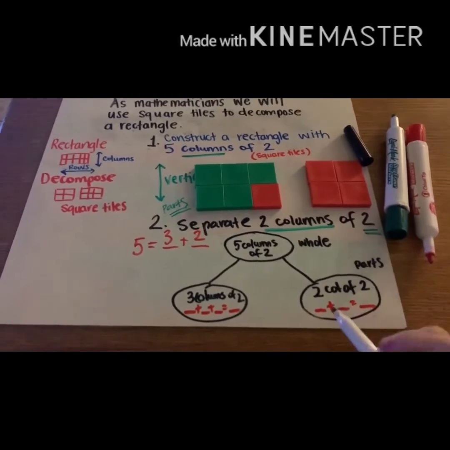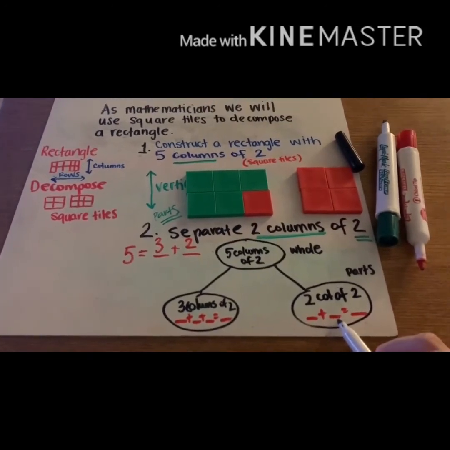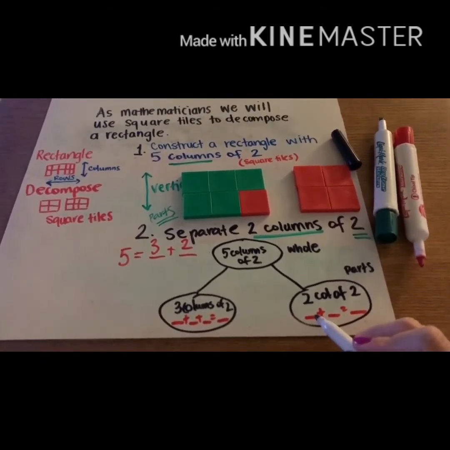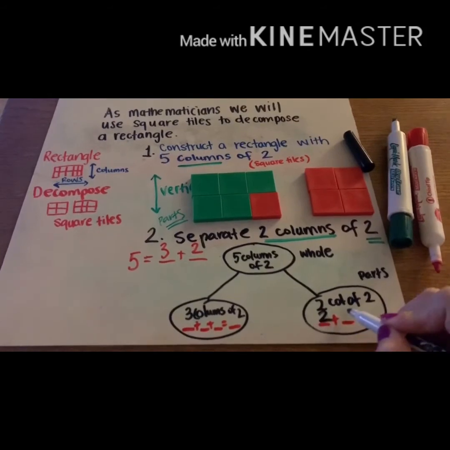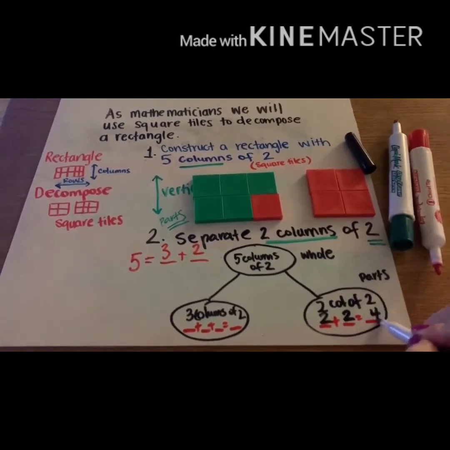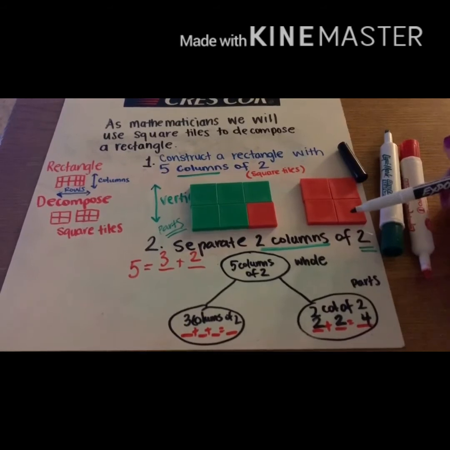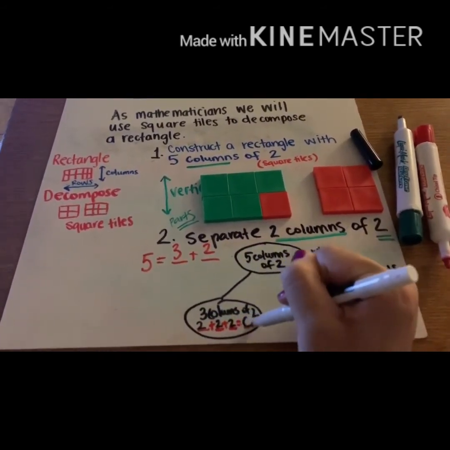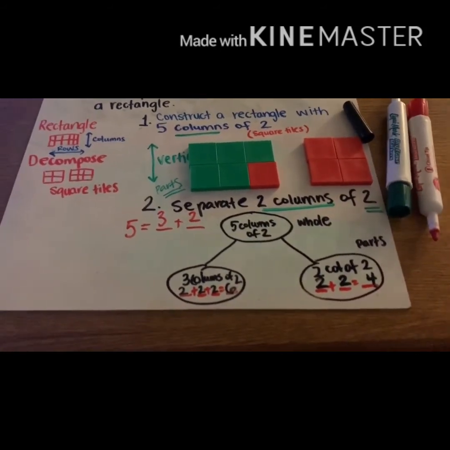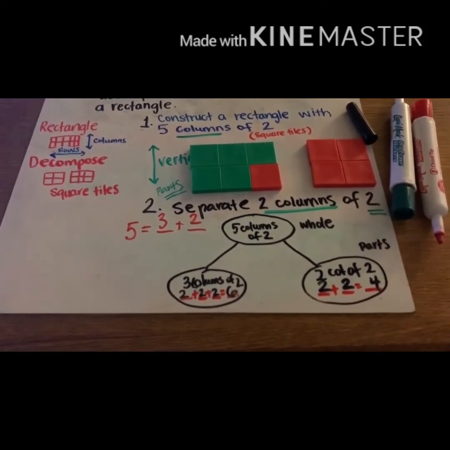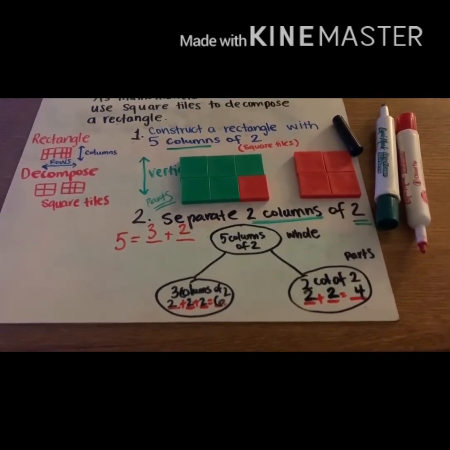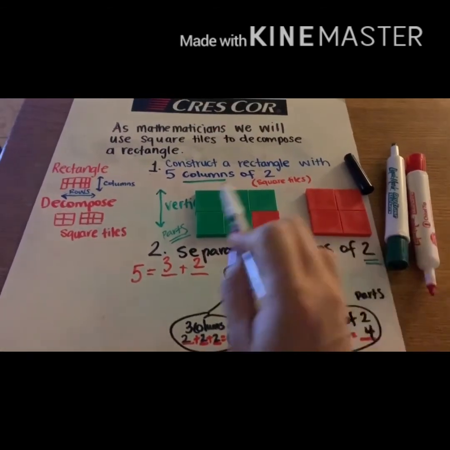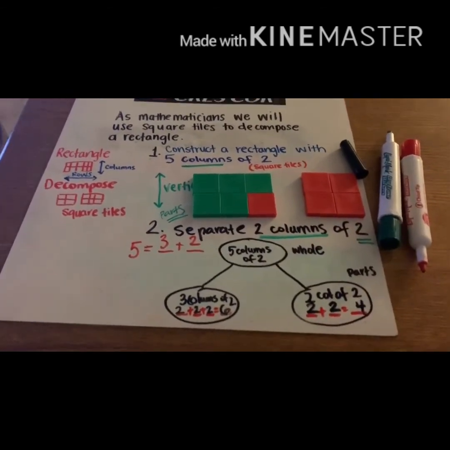So remember, the spaces means how many columns we have. So we have 2 over here. And the number that goes in it is 2, because we have 2 in each one. So 2 plus 2 is 4. So 1, 2, 3, 4. Here you have 2 plus 2 plus 2 is 6. And that should give us the total of all the tiles in our rectangle after it's been decomposed.